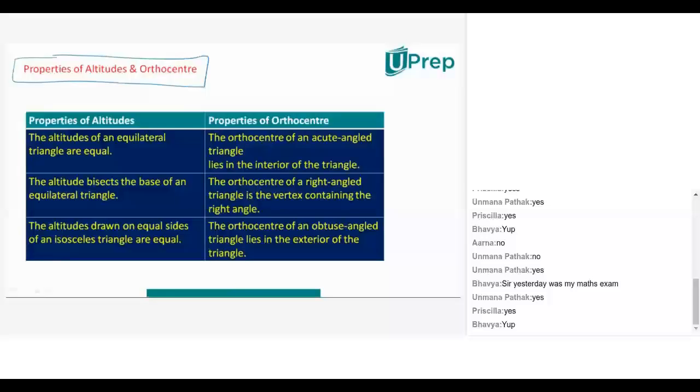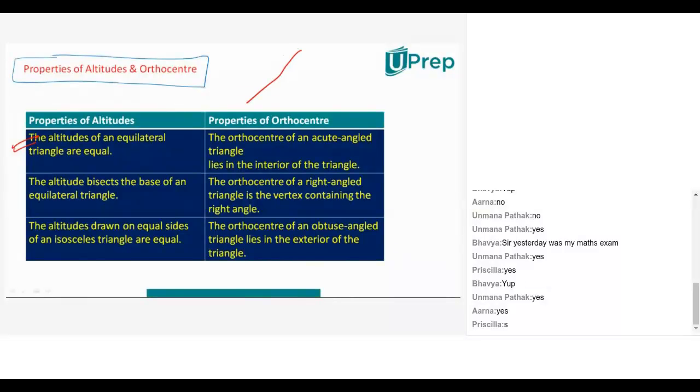The second property says that the altitude bisects the base of an equilateral triangle. And the third one says that the altitudes drawn on equal sides of an isosceles triangle are equal. So what's an isosceles triangle? I have three sides, out of which two sides are equal, and the third one is the unequal side. The altitude drawn on equal sides, that means from here to here and from here to here. So these are 90 degrees and these are 90 degrees. Are equal. How are they equal?